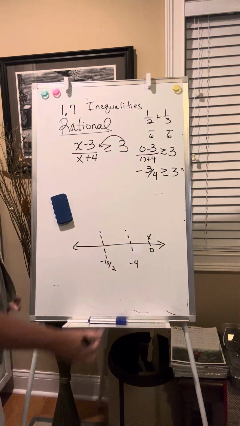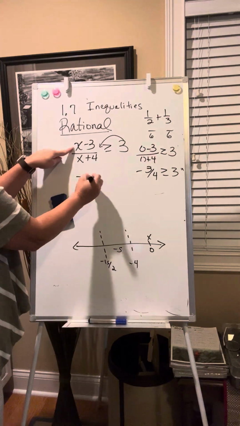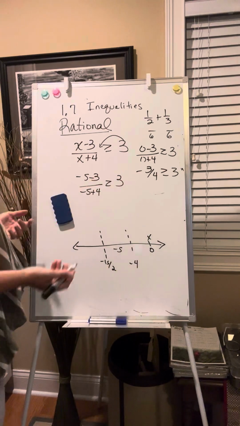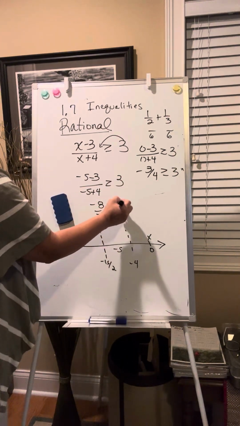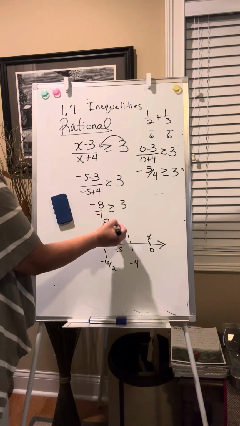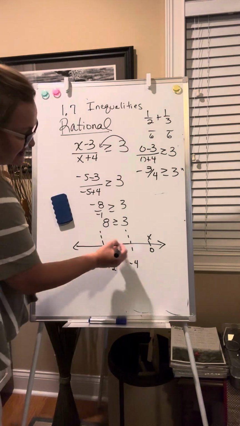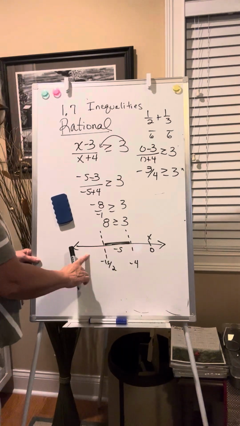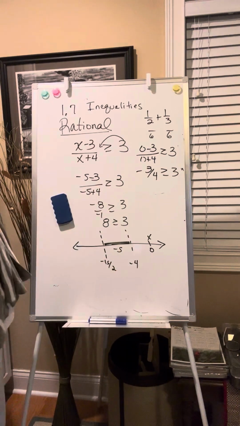Then I could check maybe negative 5 is between these 2 points. Is negative 5 minus 3 over negative 5 plus 4, is that true? That'd be negative 8 over negative 1, which would be positive 8, and that is greater than or equal to 3. That does check out. And so everything in that region should also work. And then I could check there. Let's say we did, it does not work.